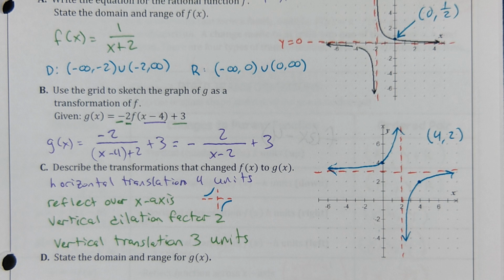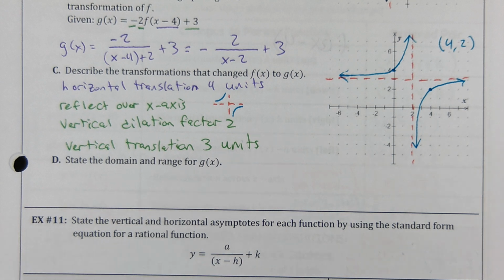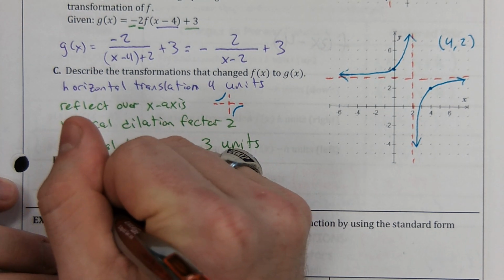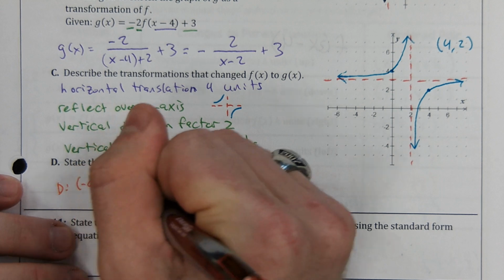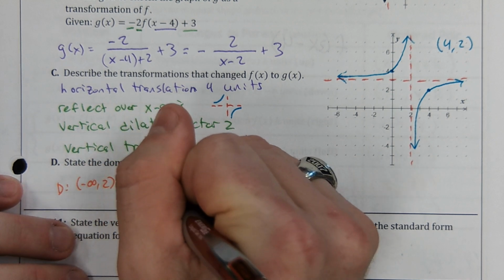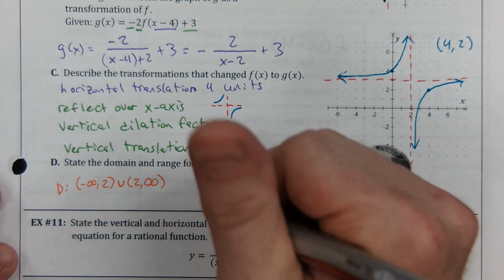Last thing we need to do is state the domain and range. It's everything except for those red lines. So domain: everything except for x equals 2. And range: everything except for y equals 3.